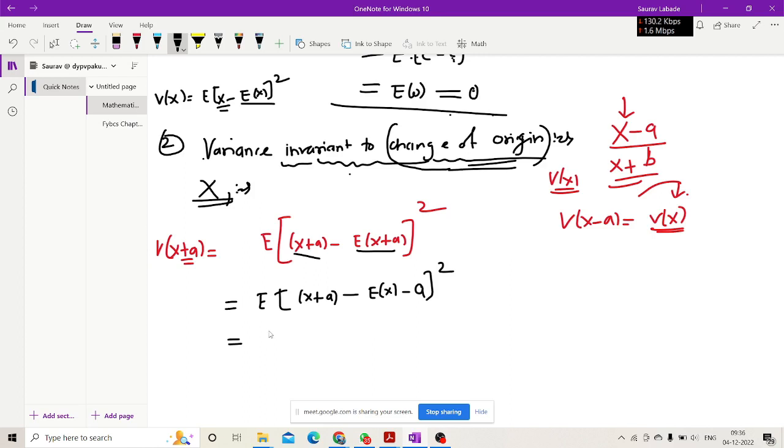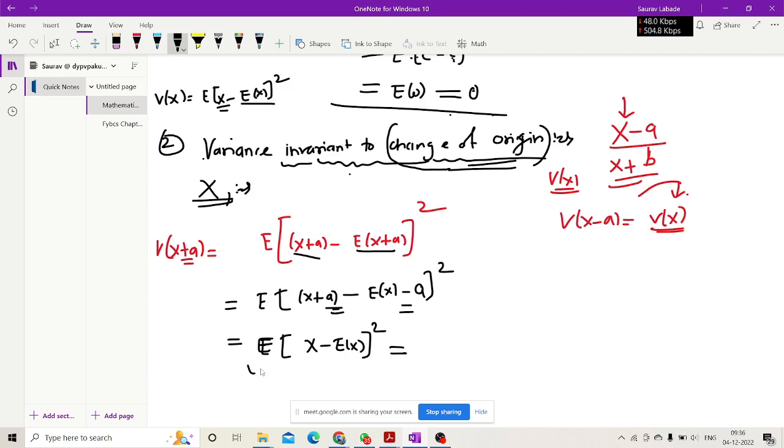What will happen then? Tell me, what do we do in the next step? Look here, x plus a minus expectation of x minus a, either plus a minus a. What will happen? This will get cancelled, right? So I get expectation of x minus expectation of x bracket square.